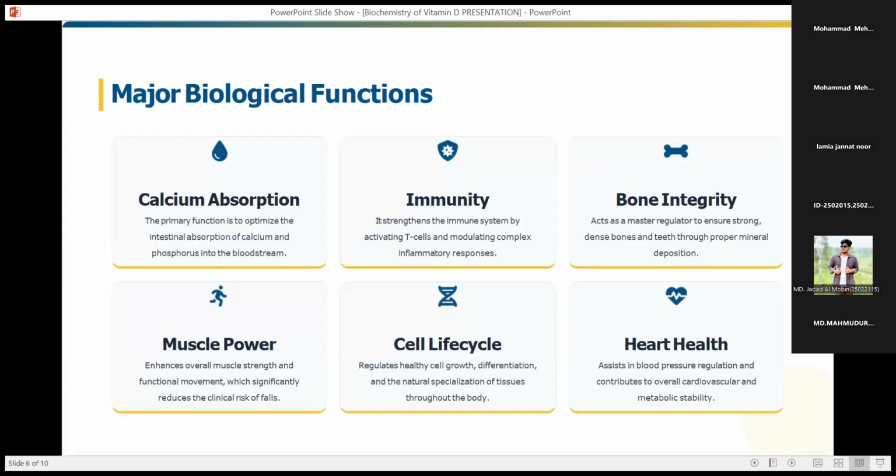Among the major biological functions, the most famous role of vitamin D is calcium absorption, the gatekeeper of calcium. Without it, the calcium we eat will simply pass through us. Beyond the bones, it also plays a strong role in the immune system by activating T cells, enhances muscle power, influences the life cycle of our cells, maintains our heart health, and assists in blood pressure regulation and so on.